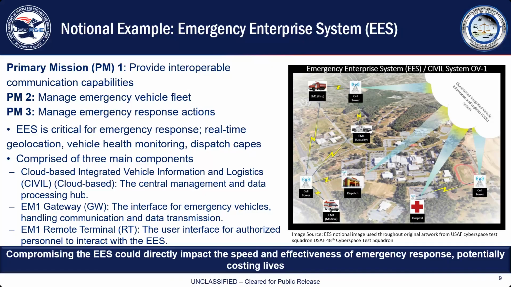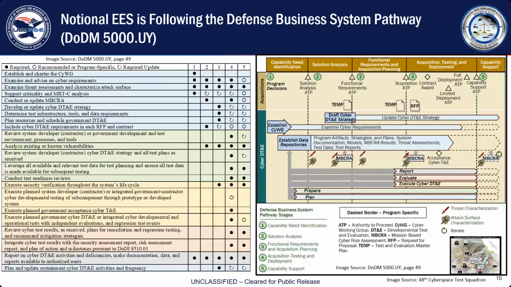The EES has 3 primary missions that you can see shown here. And just focus on that bumper sticker. Compromising this system could directly impact the speed and effectiveness of emergency response, potentially costing lives. So that's how we can relate to it. And from a DoD mission perspective, we don't want to cost lives.